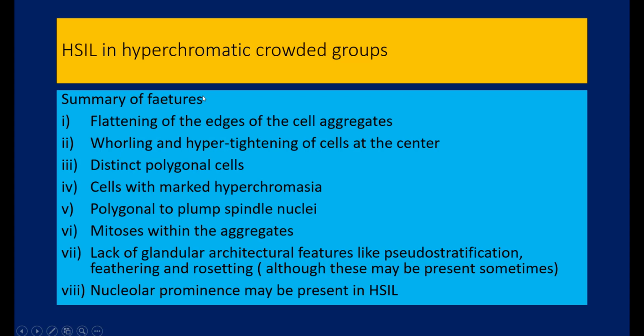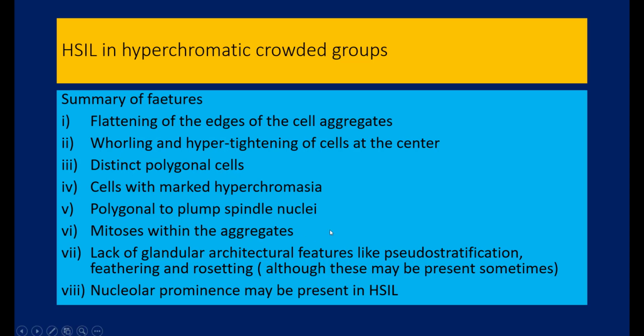Let's look at the summary of features. Please excuse the typo over here. Flattening of the edges at the cell aggregates, as I have mentioned. Whirling and hypertightening of cells at the center. Distinctly polygonal cells. Cells with marked hyperchromasia. Cells with polygonal to even plump spindly nuclei. These are the things which you'll be able to make out when you look at the periphery. If you might be able to pick up mitosis within the aggregates, that would help you to call this a pre-neoplastic lesion rather than a benign lesion.